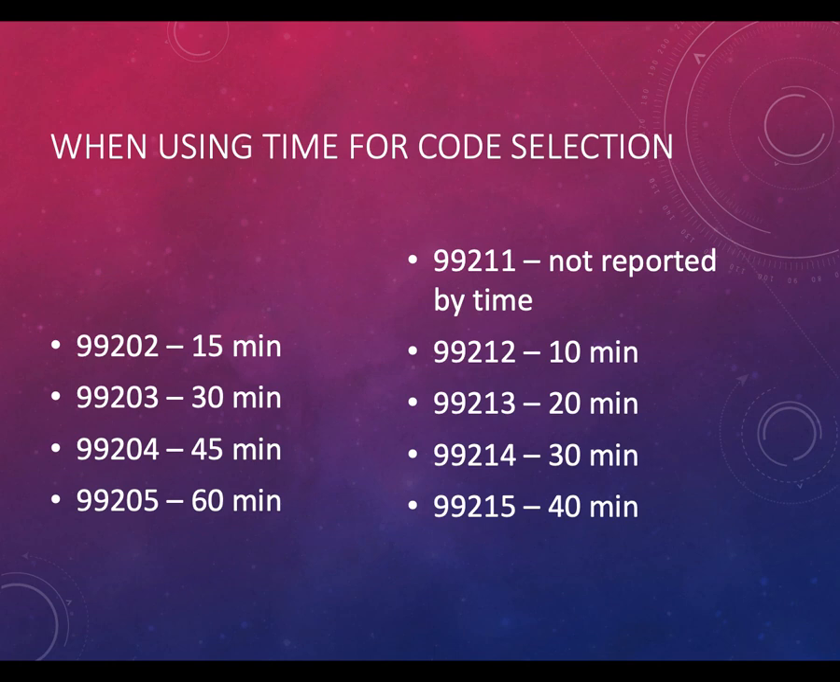There is less to remember than what appears because most child and adolescent psychiatrists only use 5 of these codes on a regular basis. 99204 is 45 minutes, 99205 is 60 minutes, 99213 is 20 minutes, 99214 is 30 minutes, and 99215 is 40 minutes.